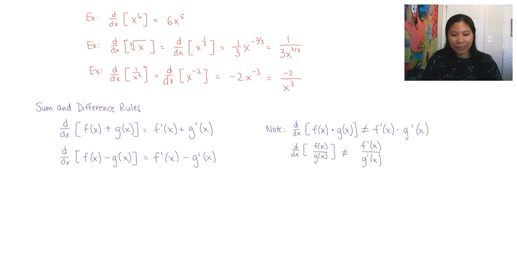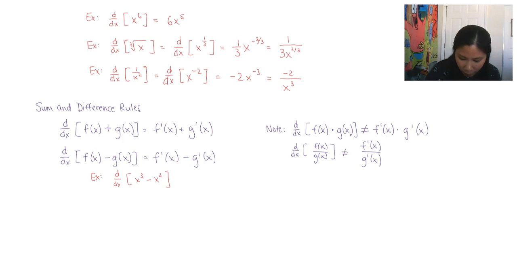The next rule is the sum and difference rules. Actually, two, but they're kind of the same. If you have two separate things being added or subtracted, you can find each derivative separately and then just add or subtract the derivatives. This is kind of nice and useful. Something like if we had to find the derivative of x cubed minus x squared, then we can just use the power rule on both the x cubed and the x squared. So using the power rule on x cubed, we would get 3x squared.